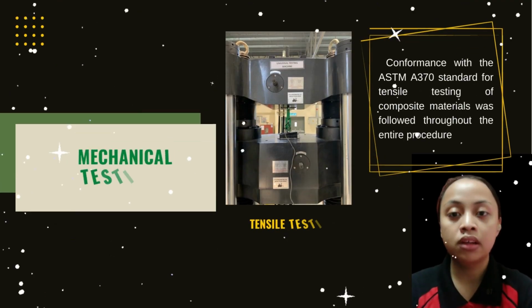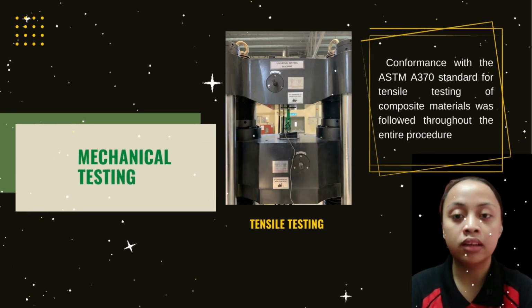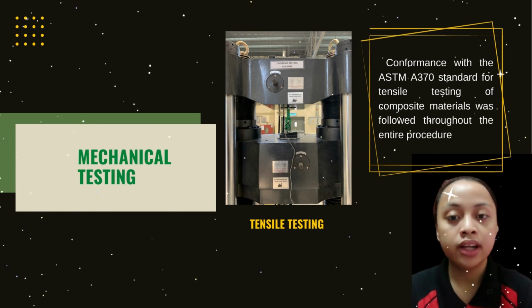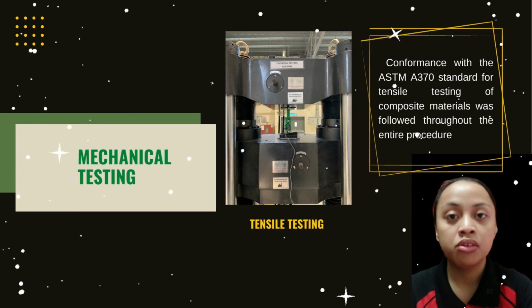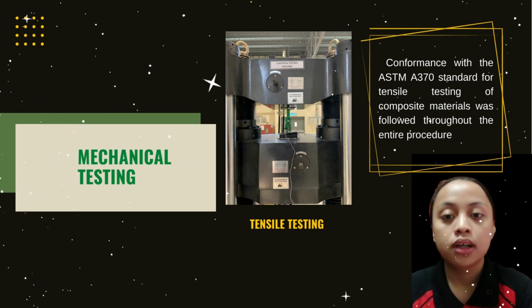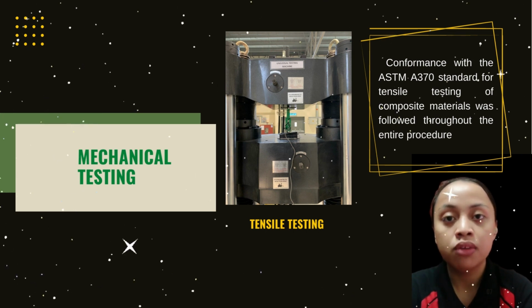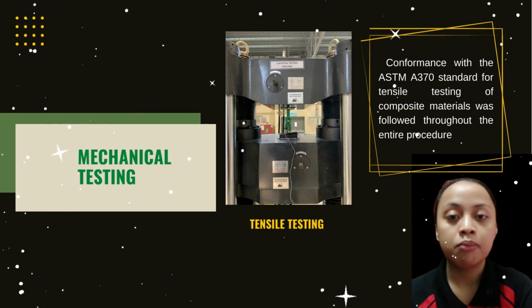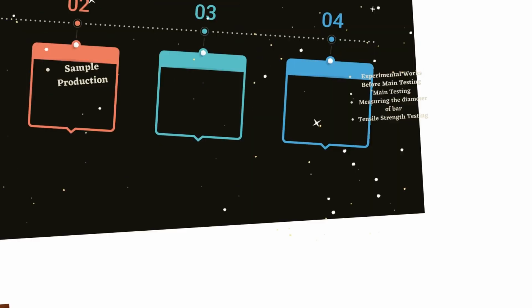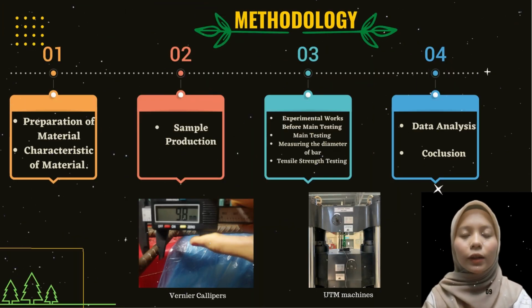The last part of this literature review is mechanical testing, which elaborates on tensile testing. Tensile testing is used in the research to identify the tensile strength of the reinforcement bar after being subjected to different types of water and time. Next, I will continue with the methodology.